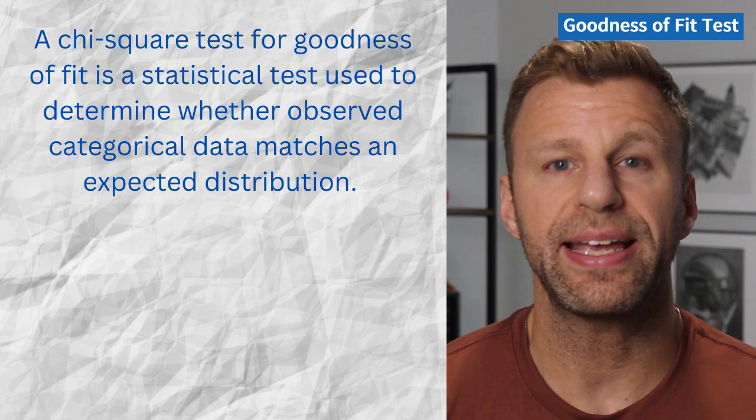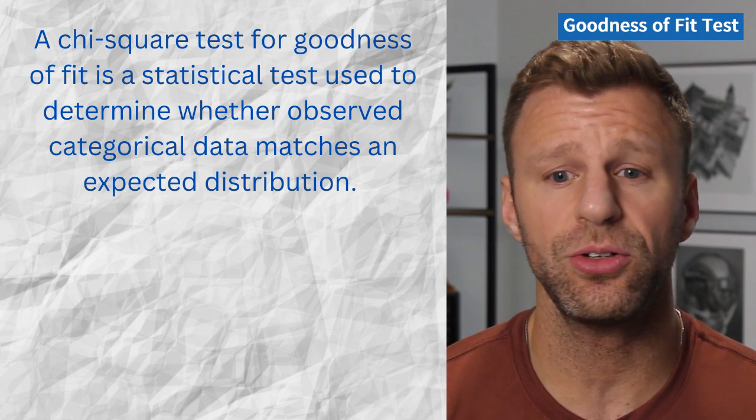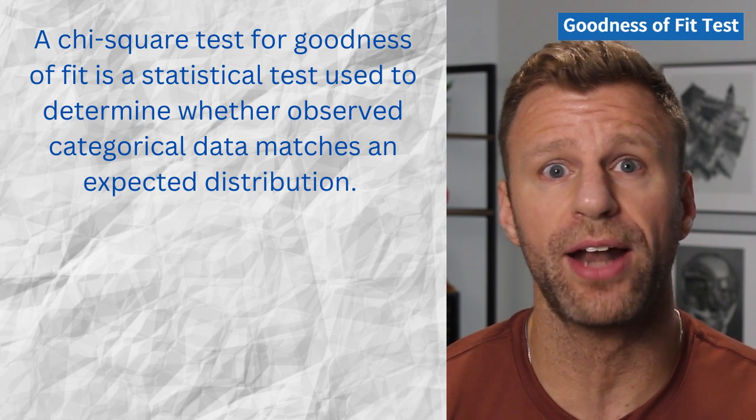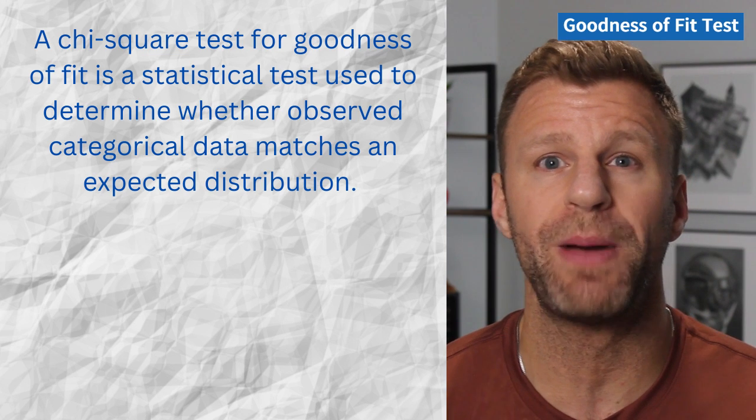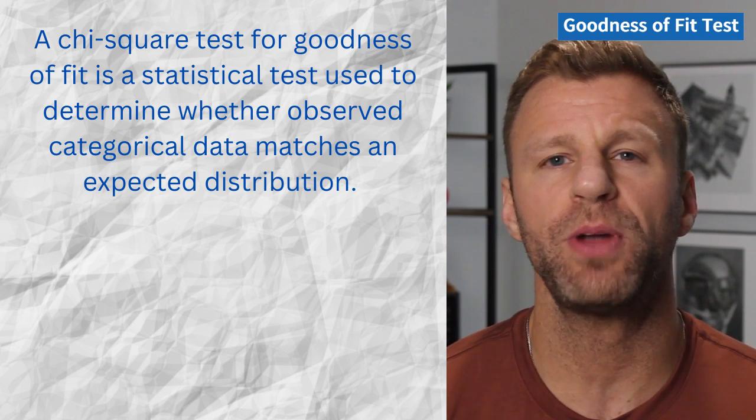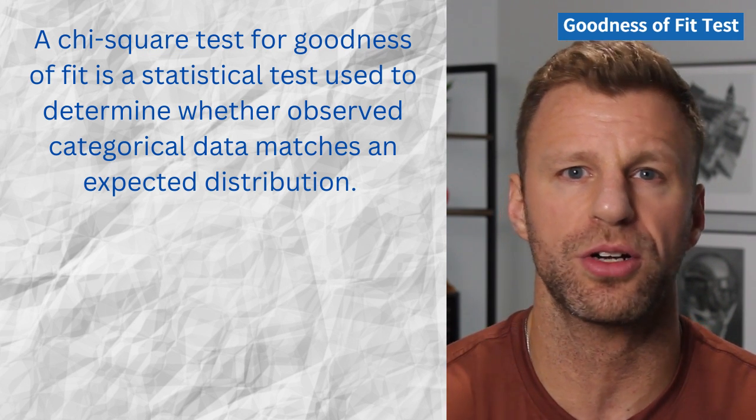First up, let's talk about a chi-squared goodness of fit test. A chi-squared goodness of fit test is a statistical test used to determine whether observed categorical data matches an expected distribution. Here's an explanation of how a chi-squared goodness of fit test works.